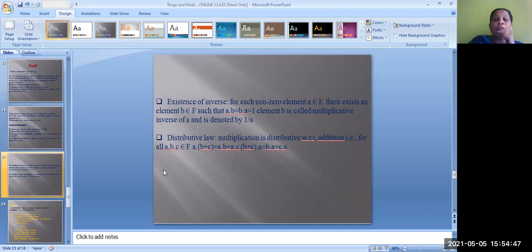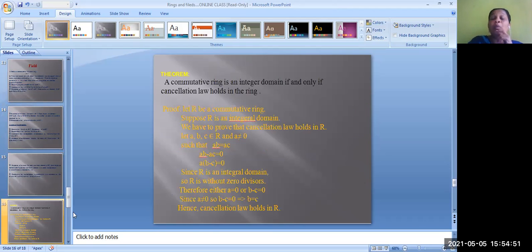Okay, so now we are going to prove one problem, which is one theorem. The theorem statement is like this: a commutative ring is an integral domain if and only if the cancellation law holds in the ring.